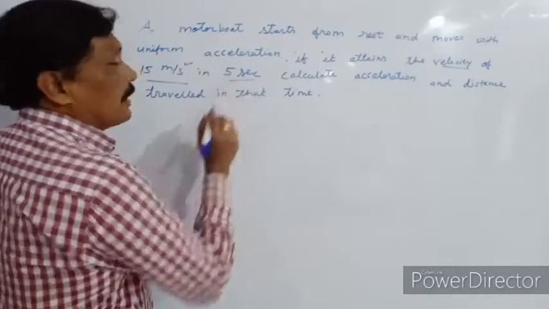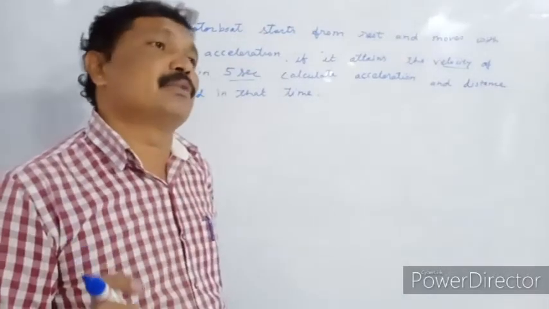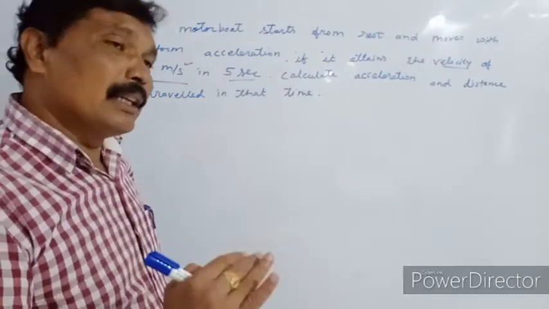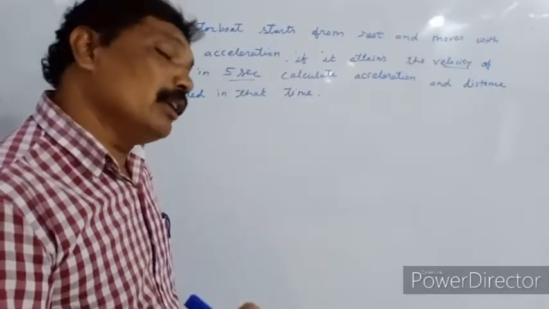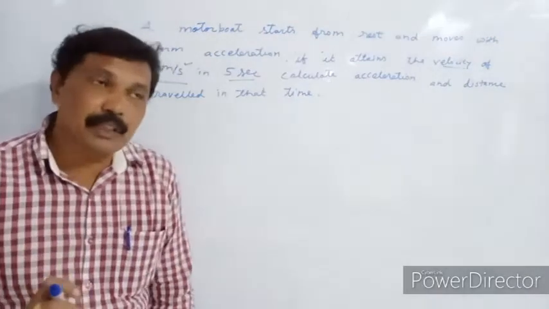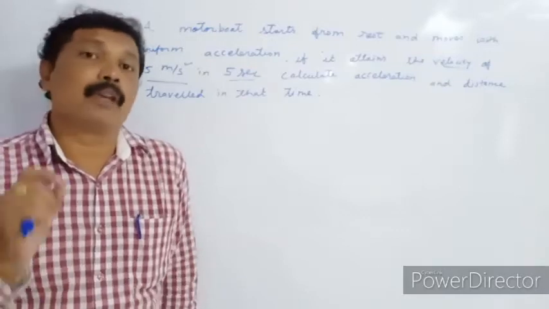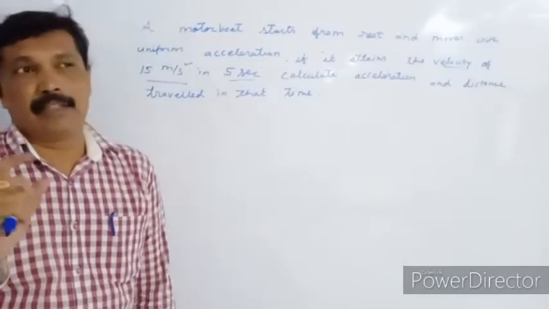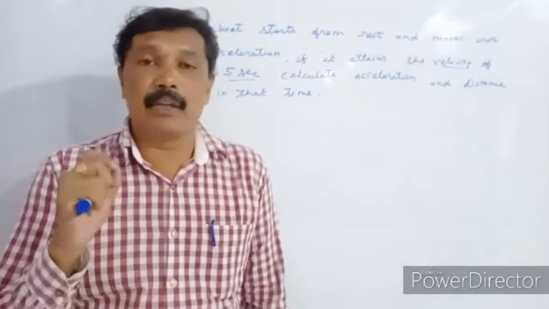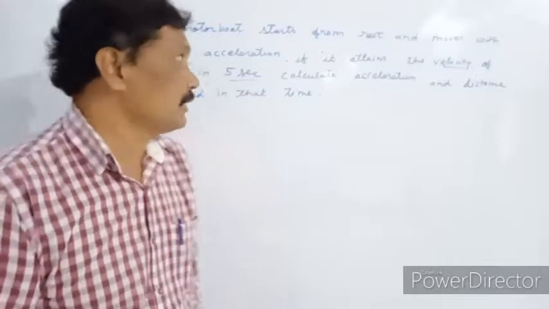Second, 5 seconds. Second is a unit of time, and the other value which is given is what? Time. But now we have to consider what type of velocity is given in our example. Is it initial velocity or is it final velocity? We have two types of velocity, initial velocity and final velocity. Initial velocity we denote by u and final velocity we denote by v.